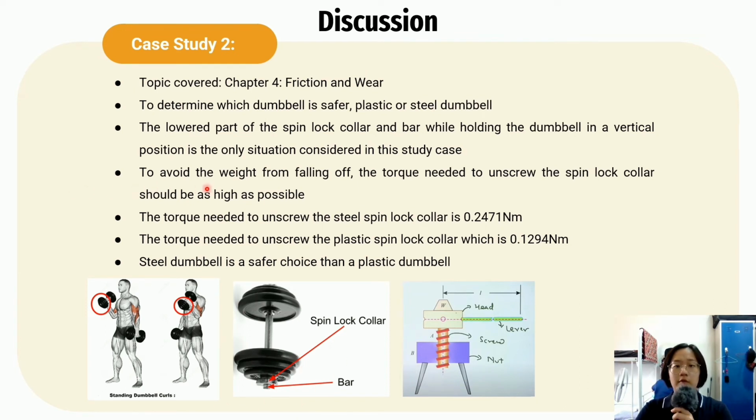To avoid the weight from falling off, the torque needed to unscrew the spin lock collar should be as high as possible. And according to the calculation, the torque needed to unscrew the steel spin lock collar is 0.2471 Nm, which is higher than the plastic spin lock collar. Due to this reason, steel dumbbell is a safer choice than a plastic dumbbell.